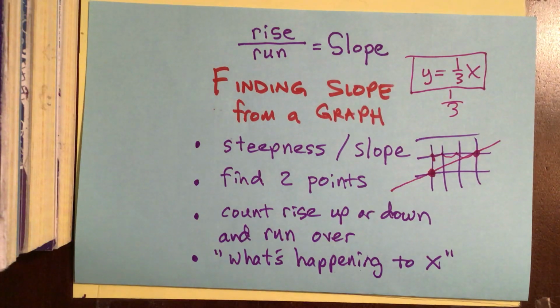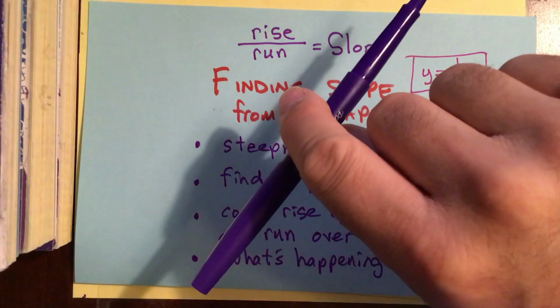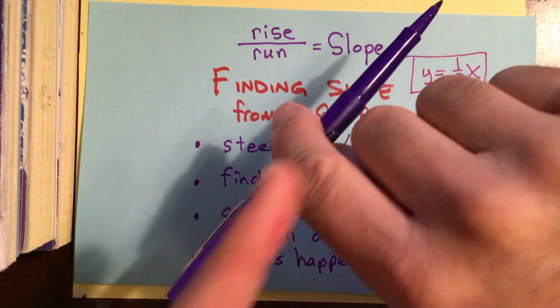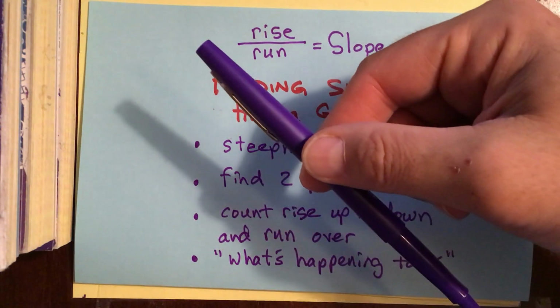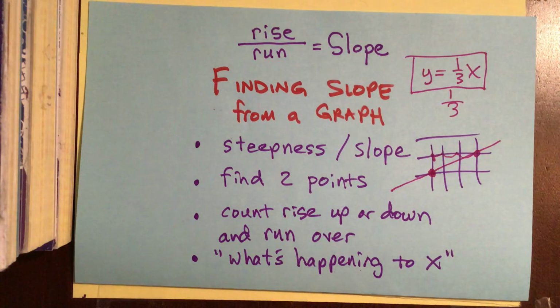Okay, so you count rise, you count up or down. If you count the rise downwards, that's a negative. So if this was pointing downwards, that's a negative slope. Okay, if it's pointing upwards, it's a positive slope. It's getting steeper and going up as you go. We read left to right, so, but reading left to right, if it's going down, then it's a negative slope. It's going downward, okay? So all you're really calculating again for the slope is what's happening to x.